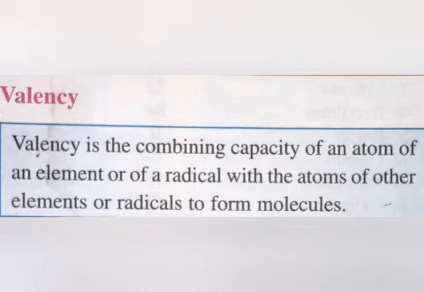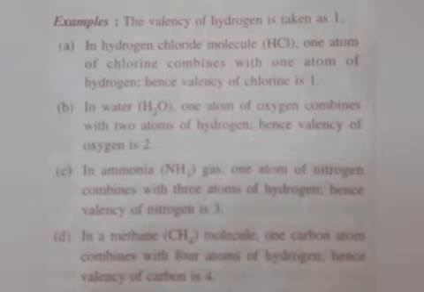Now, what is valency? Valency is the combining capacity of an atom of an element or of a radical with the atoms of other elements or radicals to form molecules. The valency of an element or a radical is the number of hydrogen atoms that will combine with or displace one atom of that element or radical. Take the example of hydrogen chloride. The valency of hydrogen is 1, and a chlorine atom combines with one atom of hydrogen. Hence, the valency of chlorine is 1.